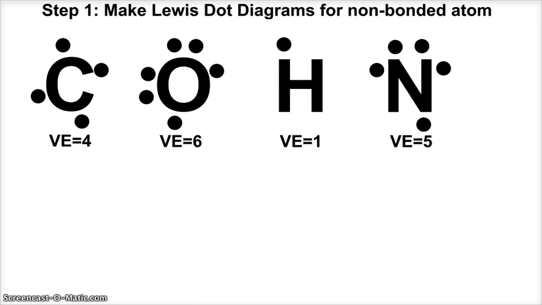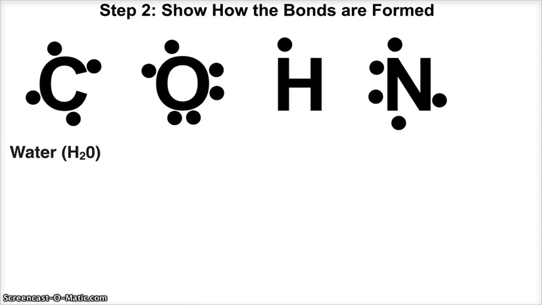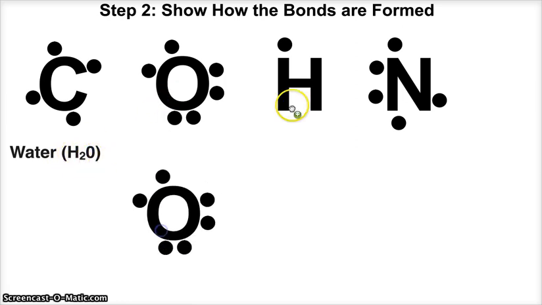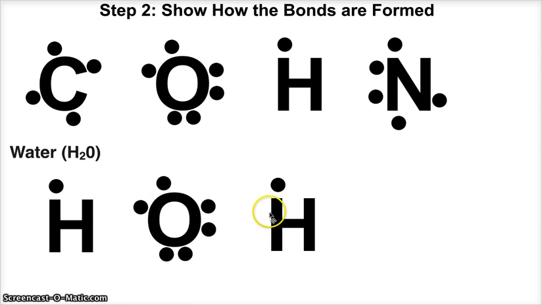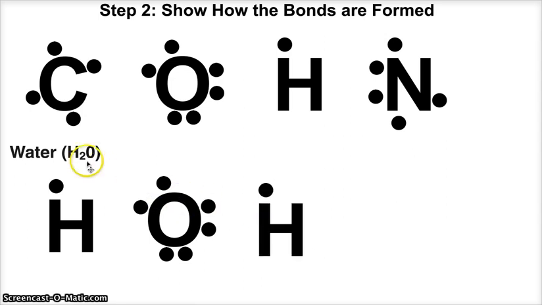Okay, so now we're going to figure out how many bonds we're going to have with our different elements. So I've got water here. Water has the formula of H2O, which means I'm going to have 1 oxygen and 2 hydrogens in my formula and in my modeling. Generally, if you only have 1 atom, you're going to put that in the middle and everybody else is going to bond to it. It's a general rule, doesn't always work that way.